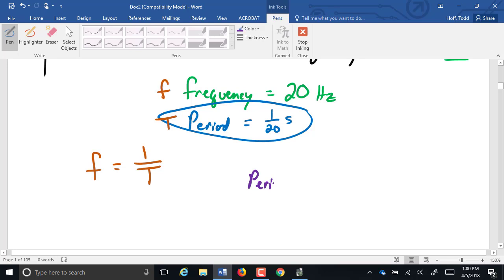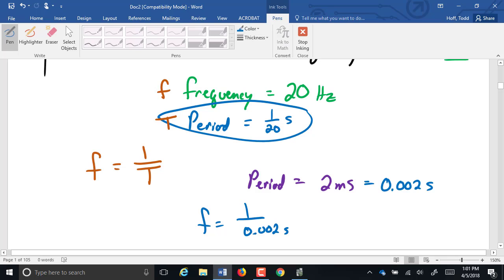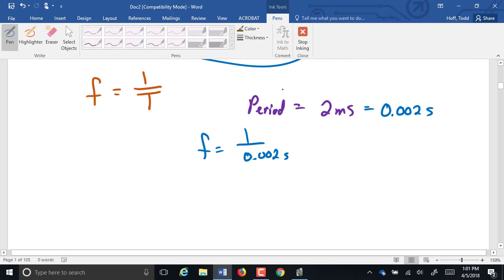So if the period is 2 milliseconds, what's the frequency? Well, the frequency is 1 over 2 milliseconds. Remember, frequency is per second, so we have to express the period in seconds, which would be 0.002, right? 1 divided by 0.002 is 500 per second. 500 per second is 500 hertz.